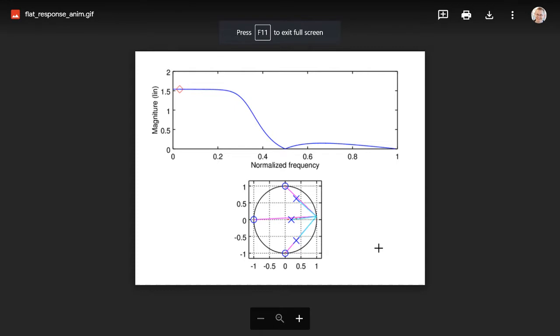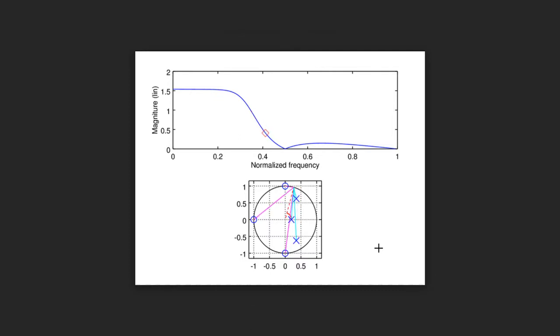Another animation. Wow. Okay. So that's basically how you make a flat amplitude response on the passband, flat-ish. So you just select those on, say, appropriate places, which are very similar to the Butterworth design.